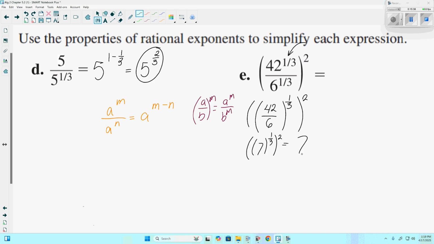Multiply. So 1/3 times 2 is... 7 is a prime number, so we're done. Because really this whole lesson today is just we're looking at these properties of exponents and utilizing them to get this in a simpler form, in a nicer form.